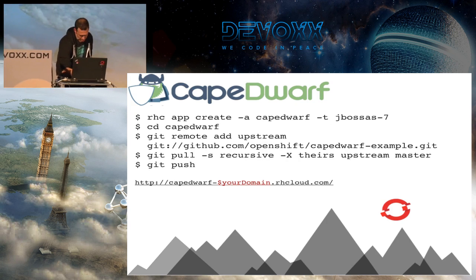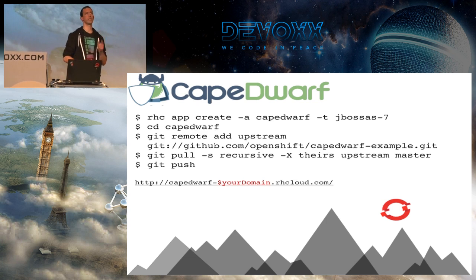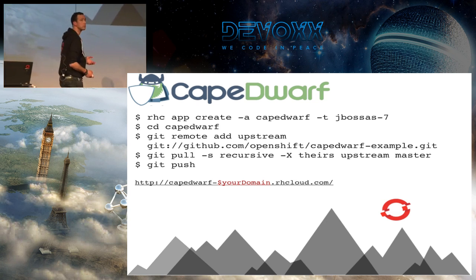Let's take a quick look at the Ceylon stuff. Wow, that's taking forever. All right, in that case, let's look at something we can run in Dev Studio. CapeDwarf. Cool little project. Anyone here heard of CapeDwarf? This is perfect for OpenShift. Who has used Google App Engine?